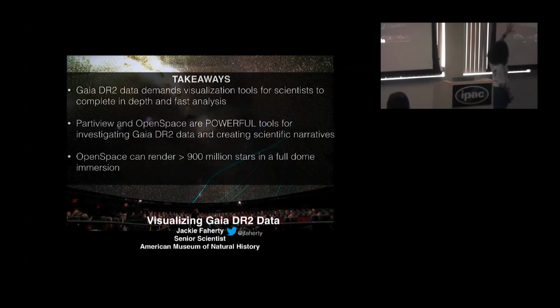Gaia DR2 data, the most important astronomical catalog of all time, demands visualization tools for scientists. OpenSpace and Partiview are powerful tools for investigating it, both for the scientific narrative and for the public. And, drop the mic, OpenSpace rendered 900 million stars in an immersive dome experience last week. That's it.